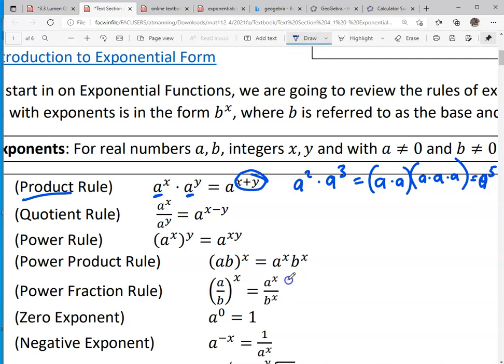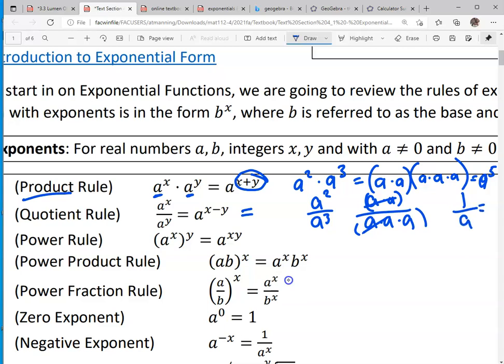The quotient rule. Again, you already know this, but they spell it out very carefully. Let's do that same thing. A squared divided by a to the 3rd is the same as a times a divided by a times a times a. Well, I can factor out these two a's. They turn into a 1. These two a's get factored out by that. That turns into 1 over a.